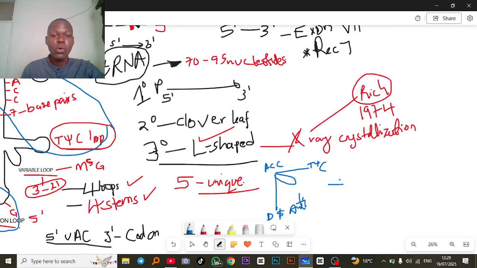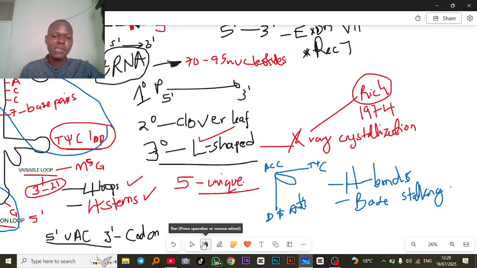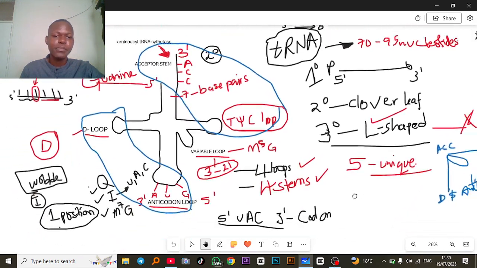So one thing you need to know are the forces that help stabilize this tertiary structure, which are very important. The first one, you have H bonds, those are hydrogen bonds. So where are these hydrogen bonds? We looked at the pseudouridine that was in this T-Psi-C loop. That's very important in the formation of these hydrogen bonds. Then the other one is what you call base stacking, or some books will call it long-range base stacking, just an interaction between the bases in the different loops. So briefly, that's what you have to know about the structure of tRNA.